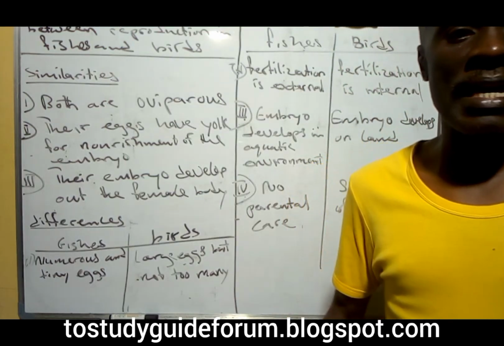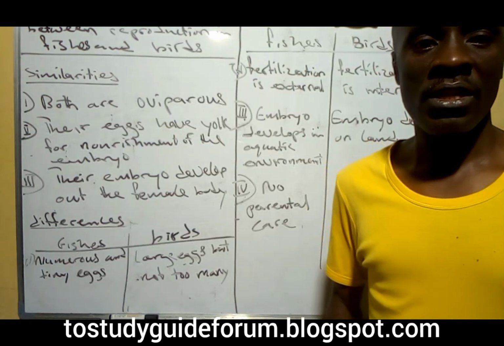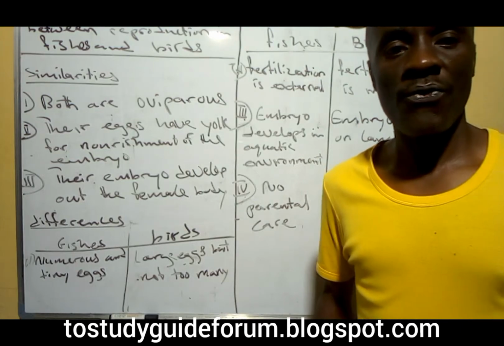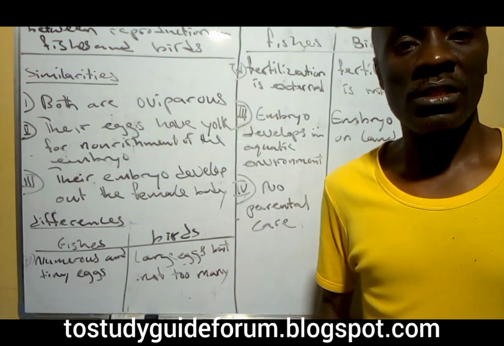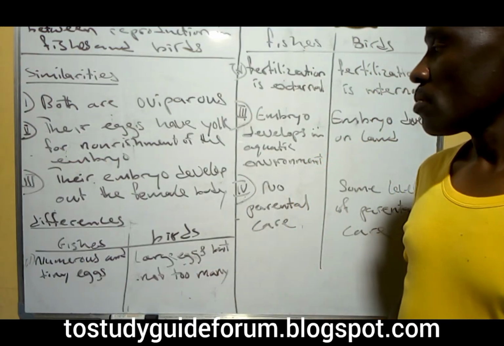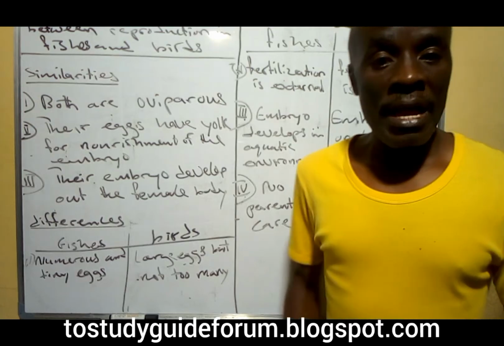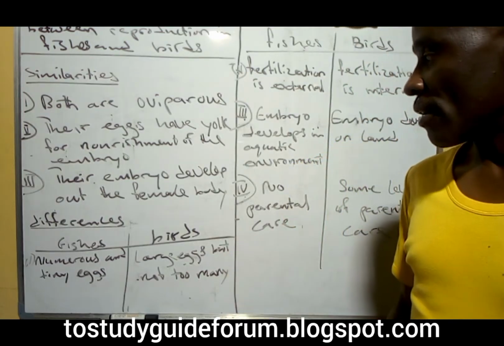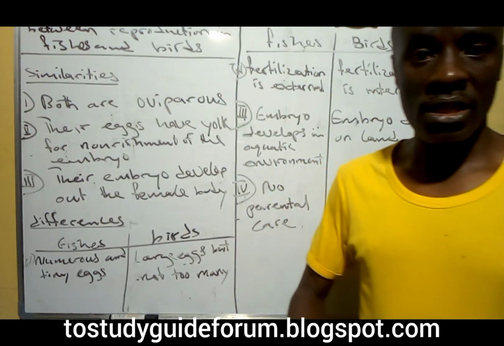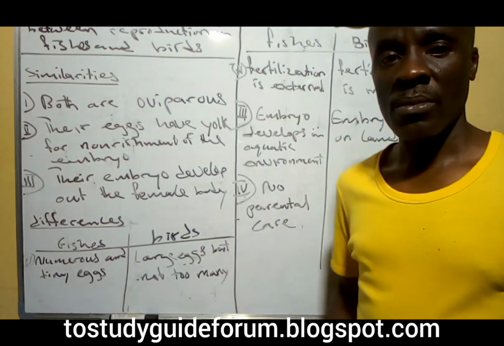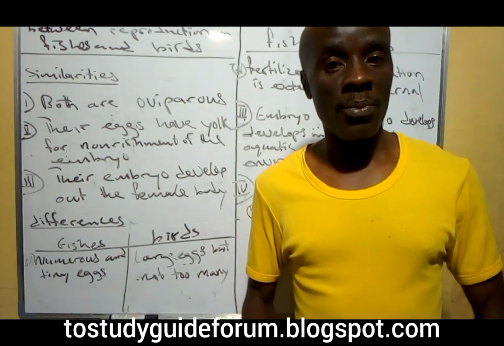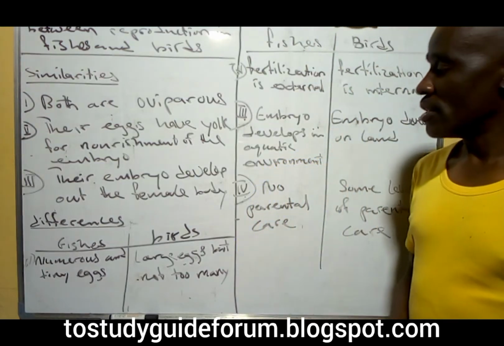Because they lay their eggs outside the body, the system makes sure there's enough nutrients that will support them to their maturity. And the next one we have is that their embryo develops outside the female body. It does not stay inside the female body like what we have in the mammal. Rather, the eggs are laid, and once they are laid, they will stay there until they develop, not inside the female body.